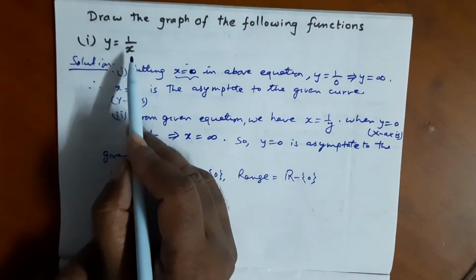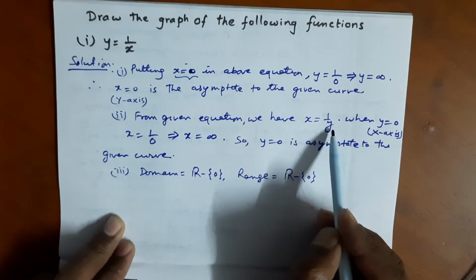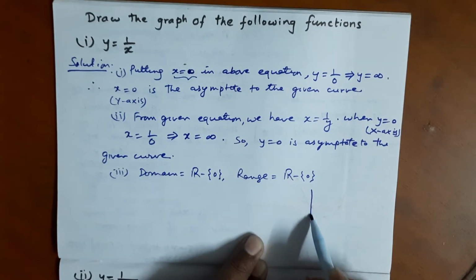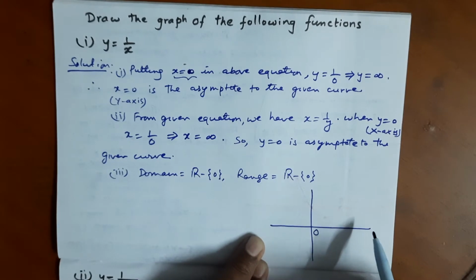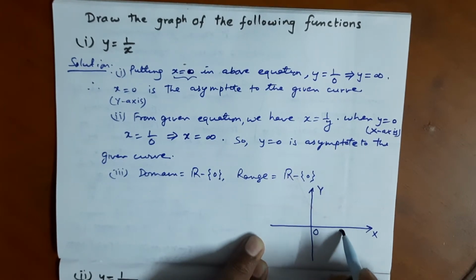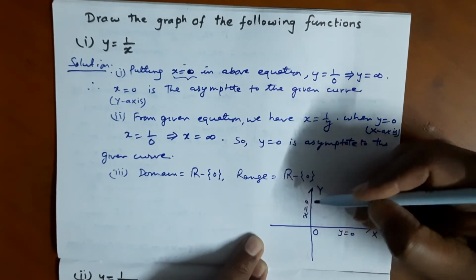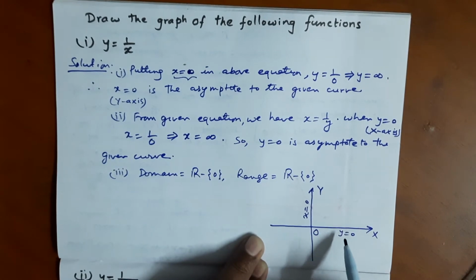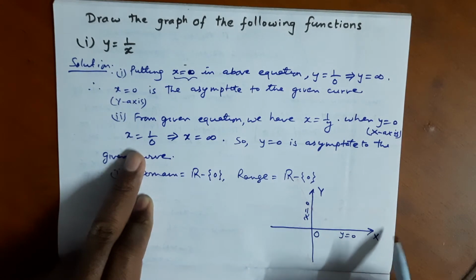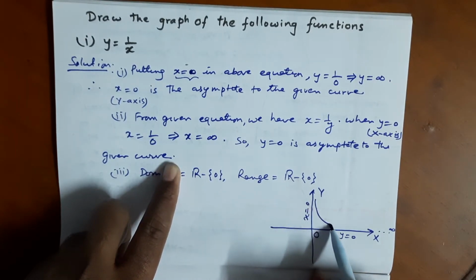And also when x equals minus infinity, at the time y equals 0, and when y equals minus infinity, x equals 0. So the curve will be in the opposite quadrant. The curve will be like this. Origin, x-axis, y-axis. Here the equation of the x-axis is y equals 0. Y equals 0 is also an asymptote, and the equation of the y-axis is x equals 0. Both of these are asymptotes. When y equals 0, at the time x equals infinity. X equals infinity means it is at the very far end here. So the curve will be like this.